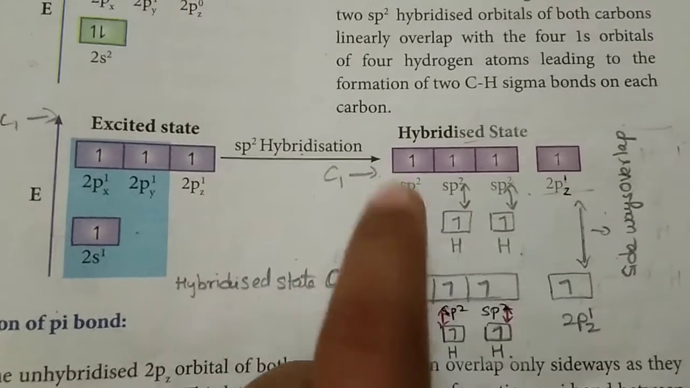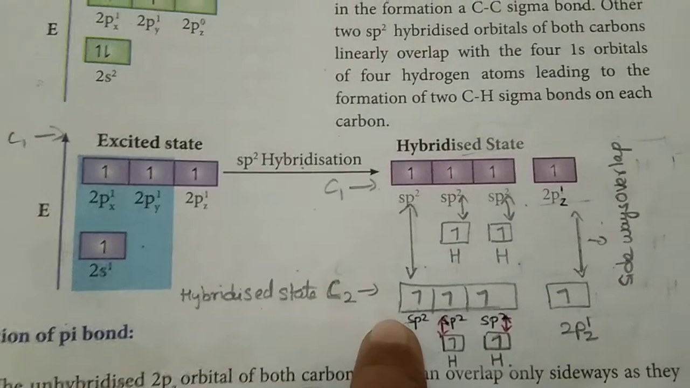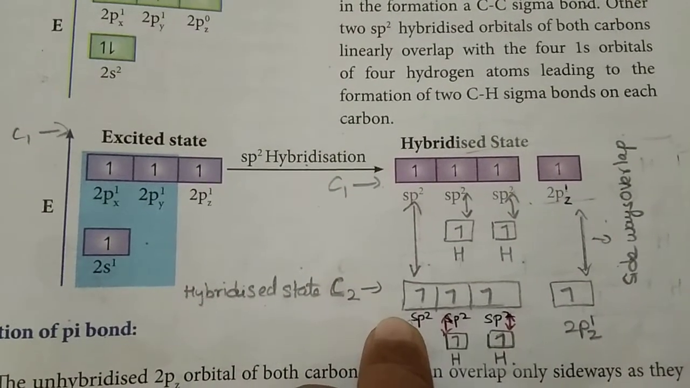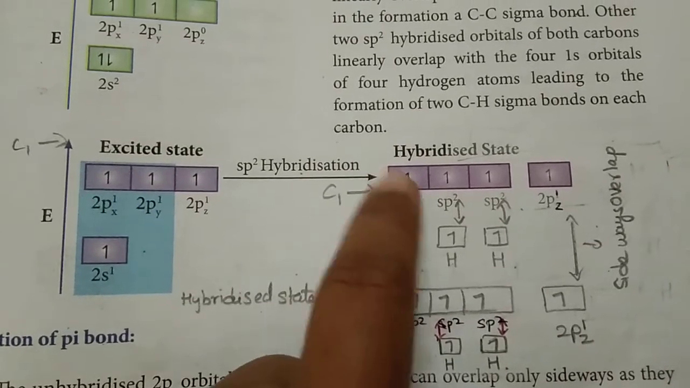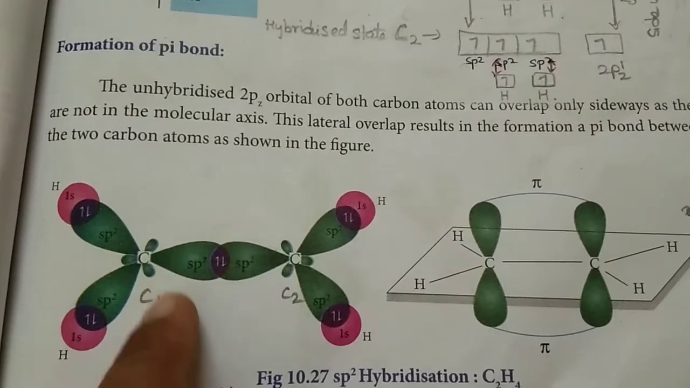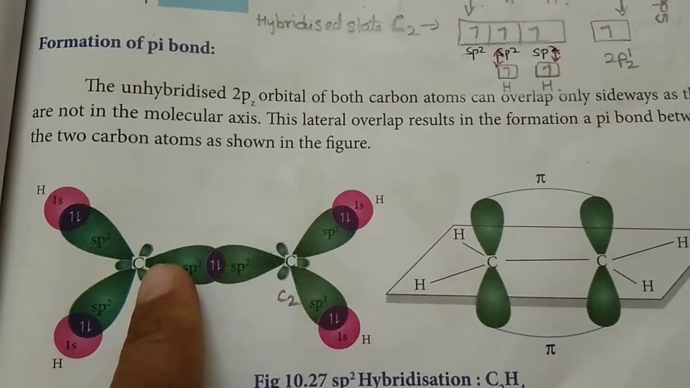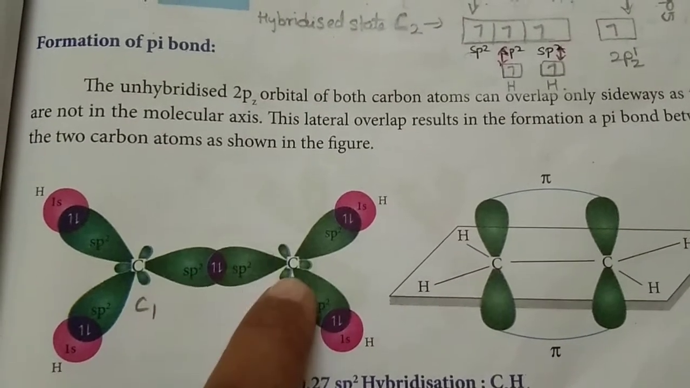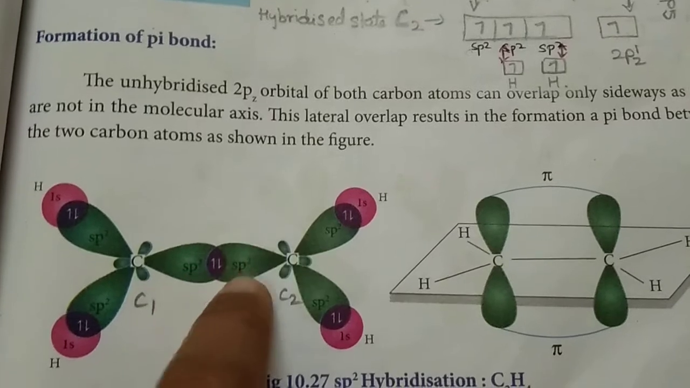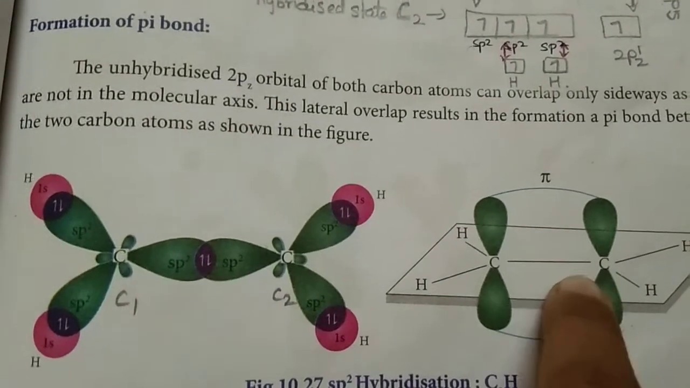The sp2 orbital of carbon 1 and the sp2 orbital of carbon 2 linearly overlap forming what? A sigma bond. So like this, this is carbon 1, this is carbon 2. The sp2 hybridized orbital of carbon 1 and the sp2 hybridized orbital of carbon 2 overlap forming one sigma bond. So this is the sigma bond. Understand that.